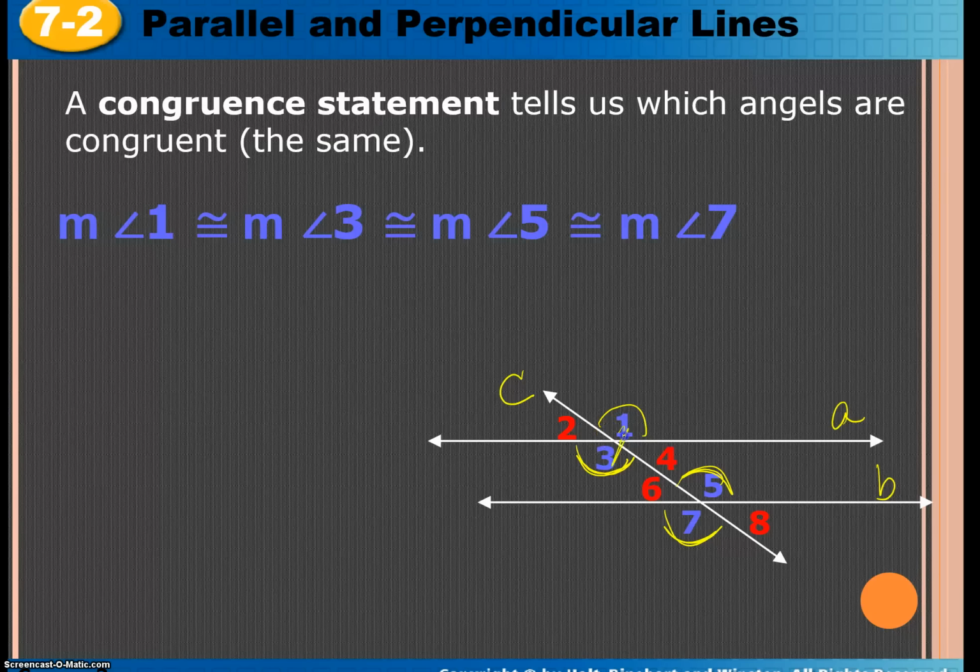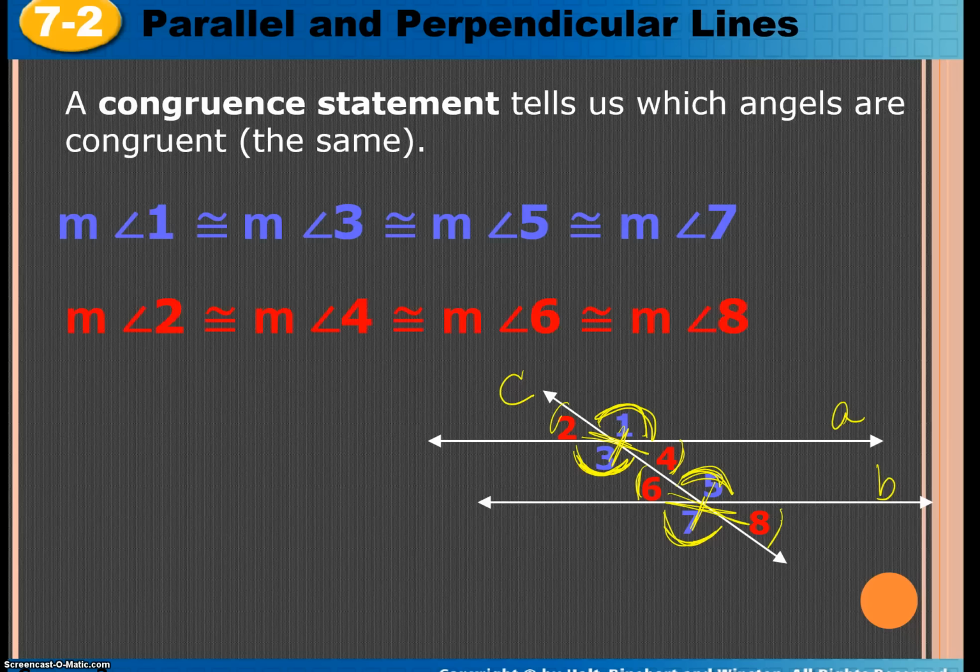1 and 3 are vertical angles, 5 and 7 are vertical angles, 5 and 3 are alternate interior, 7 and 1 are alternate exterior, and they're all congruent. And then the red guys are also all congruent. 2 and 4 are vertical angles, 6 and 8 are vertical angles, and then 4 and 6 are alternate interior, and 2 and 8 are alternate exterior angles. They're all congruent. And these things here are called congruent statements.